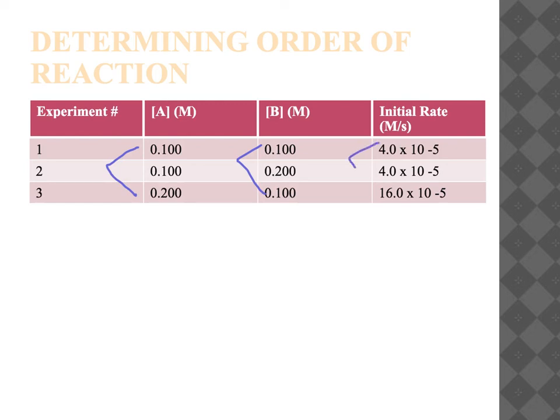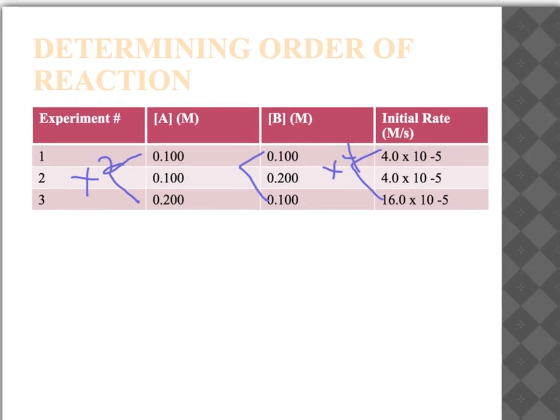So I know that the changes in the rate between experiments 1 and 3 are due to the change in concentration of A. And since my concentration has doubled in experiments 1 and 3, and my rate has increased by a factor of 4, since that rate is proportional to A squared, then the reaction is second order in A.